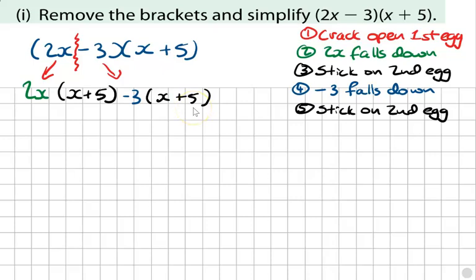So once we've done this, the next thing we're going to do is just multiply out all the brackets. So step 6, multiply out the brackets. So we're going to do 2x multiplied by x, which will give us 2x squared.